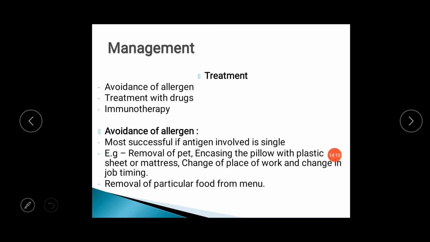Treatment: the main treatment of allergic rhinitis is avoidance of allergen, treatment with drugs, and immunotherapy. Avoidance of allergen is most successful if the antigen involved is single. It means if a patient has a particular antigen problem in the nasal cavity, we can remove that antigen from the patient's body, or we can take such measures so that the antigen will not go into the patient's nasal cavity, and the patient's symptoms will improve day by day.